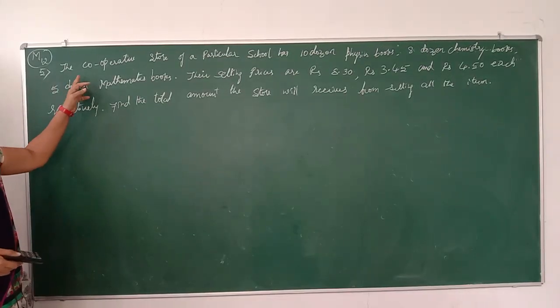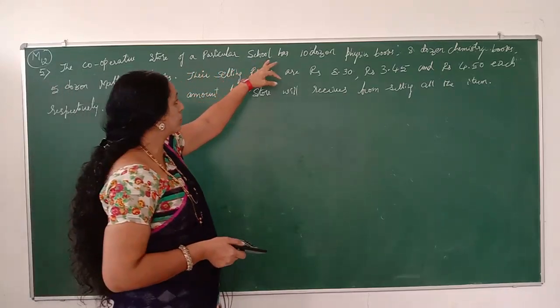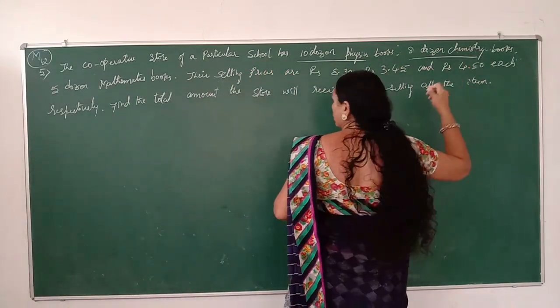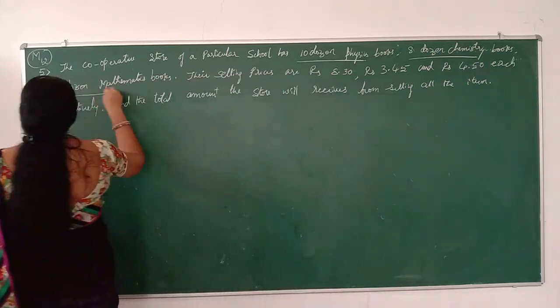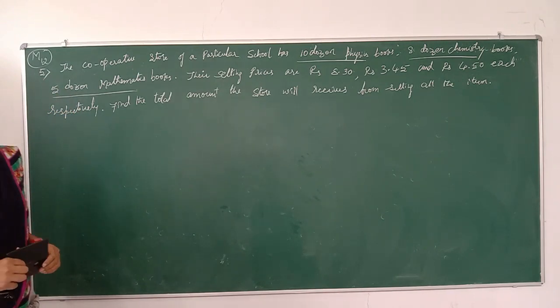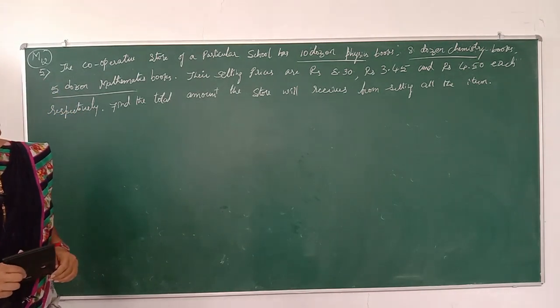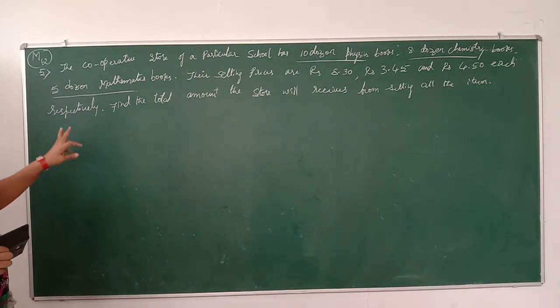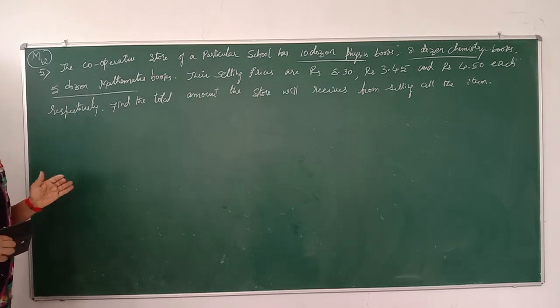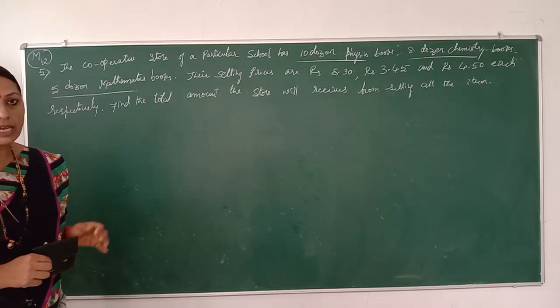Next one. The cooperative store of a particular school has 10 dozens of physics books, 8 dozens of chemistry books and 5 dozens of mathematics books. Their selling prices are rupees 8.30, 3.45 and 4.50 each respectively. Then find the total amount the store will receive from the selling of all the items.